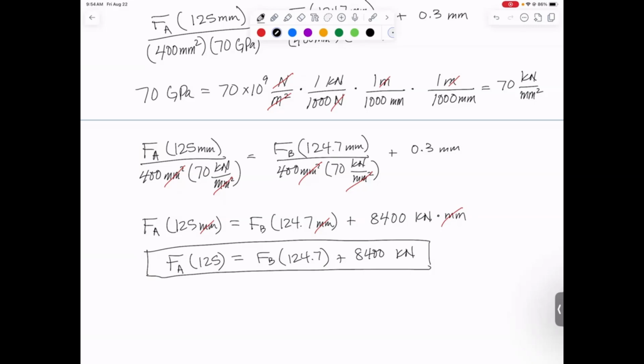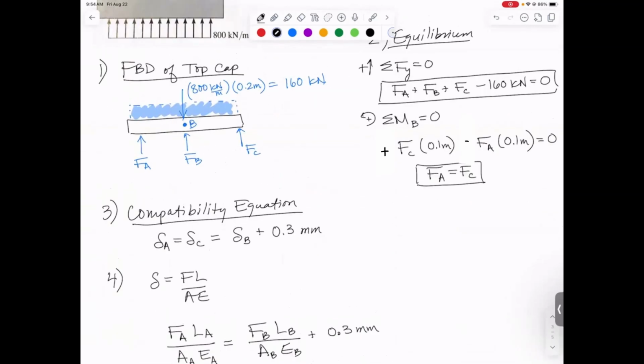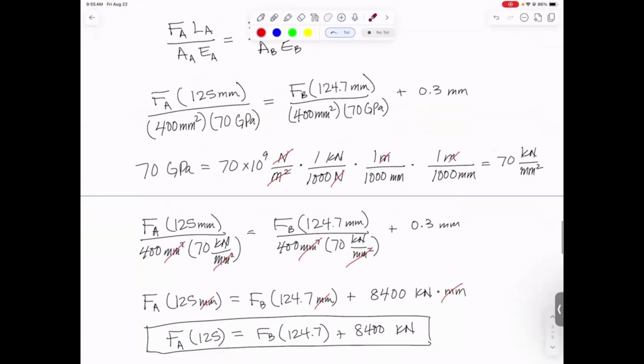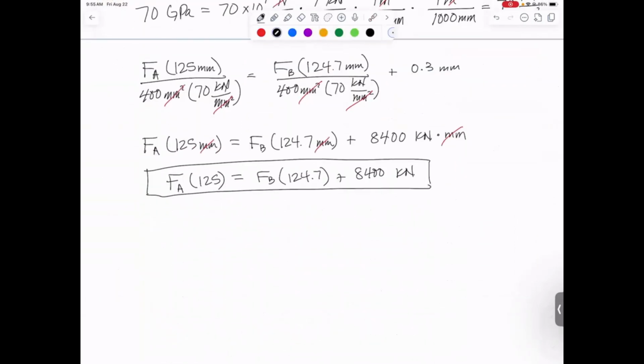Now, what do we need to solve it simultaneously with? Probably this equation with this plugged in. So it's FA plus FB plus FC, which is also FA. So we got two FAs plus FB equals 160 kilonewtons. Let me write that down. Our other equation ended up being 2 times FA plus FB equals 160 kilonewtons. So two equations to solve simultaneously. So let's just go through the steps.